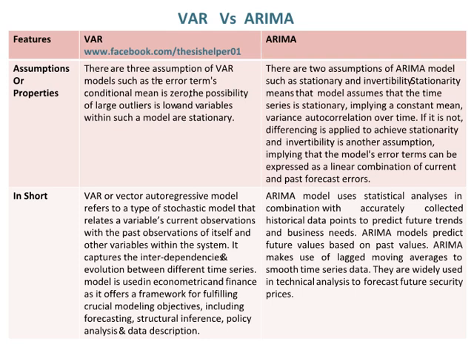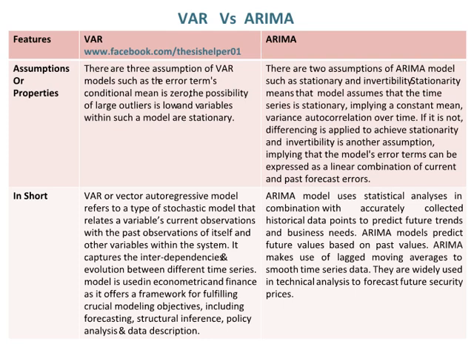In short, the VAR, or vector autoregressive, model refers to a type of stochastic model that relates a variable's current observations with the past observations of itself and other variables within the system. It captures the interdependencies and evolution between different time series. The model is used in econometrics and finance as it offers a framework for fulfilling crucial modeling objectives, including forecasting, structural inference, policy analysis, and data description.